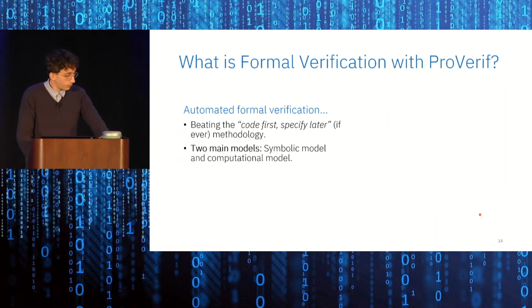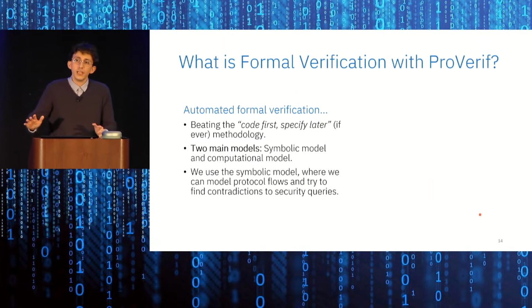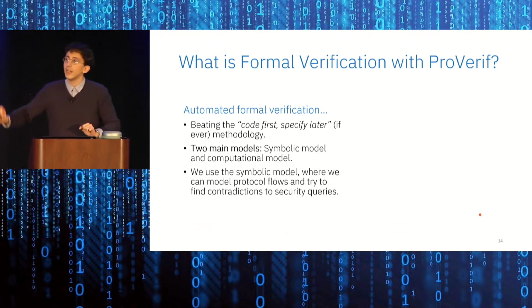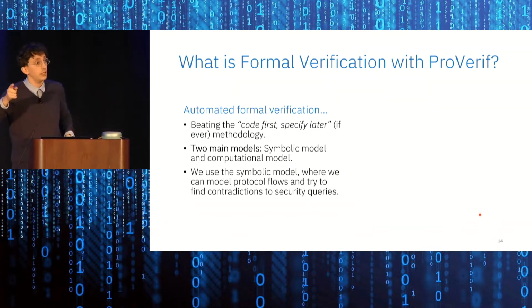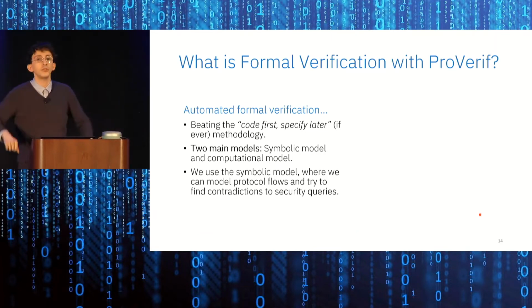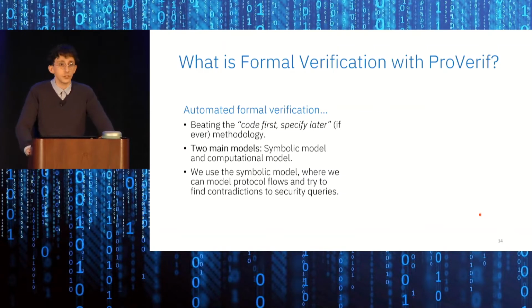Now, there are two main models for formal verification. You have the symbolic model and the computational model. I'm not going to get into those a lot, other than to say that we're using the symbolic model, where essentially it's fully automated. The computational model acts as a proof assistant a lot of the time. And we can model protocol flows and try to find contradictions to security queries. So we model the flow of the protocol. We say, all right, well, the IK noise pattern is going to be executed between Alice, who's talking to Bob and Charlie, Bob, who's responding to Alice and Charlie, and by the way, Charlie's fully compromised and controlled by the attacker. And there's an unbounded number of messages and an unbounded number of sessions.